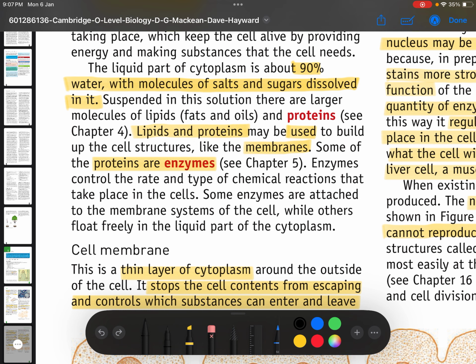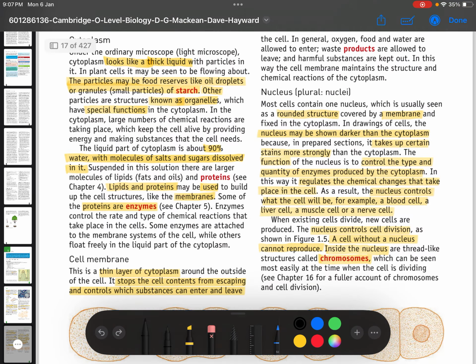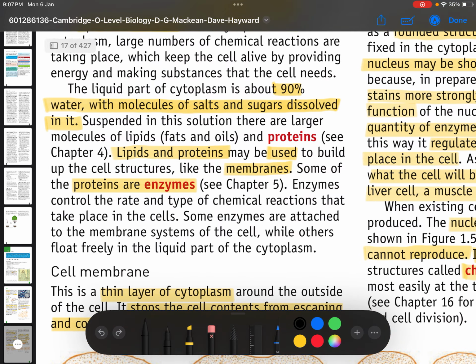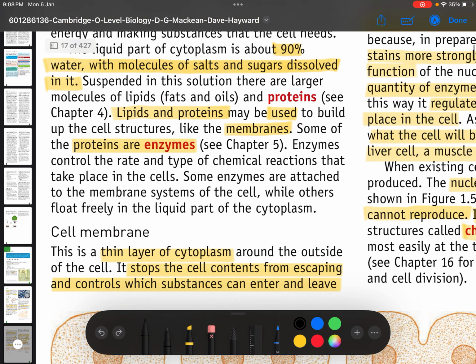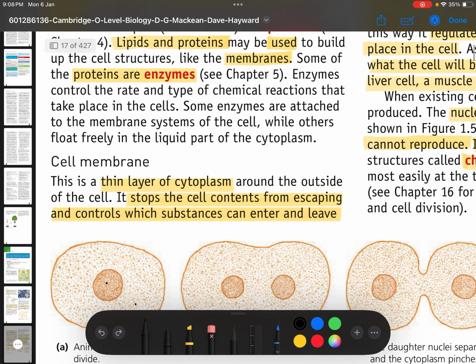They're present inside your body, and they help in increasing the rate of reactions inside your body, and they're made up of proteins, right? So these are a few important points that you need to keep in mind.